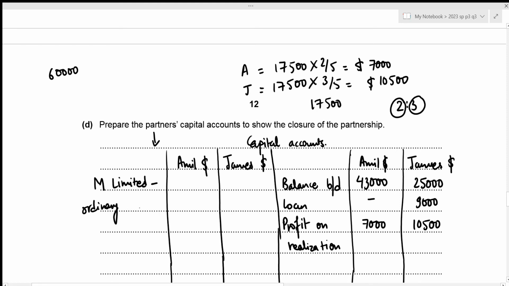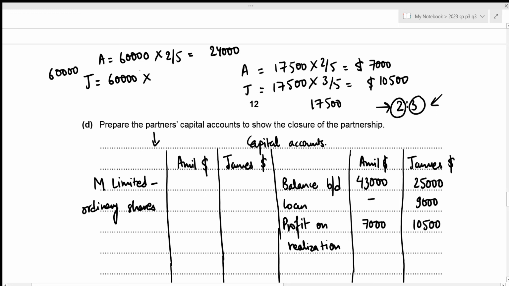So that will be M Limited ordinary shares. Now for Amil, he will get the total of 60,000 times his profit sharing ratio, which is 2 out of 5. And this results in an amount of 24,000. Again, for James, that will be 60,000 times his profit sharing ratio, which is 3 parts out of 5 parts. So that's times 3 by 5, which results in the amount of 36,000. Let's write it down. That will be 24,000 for Amil and 36,000 for James.